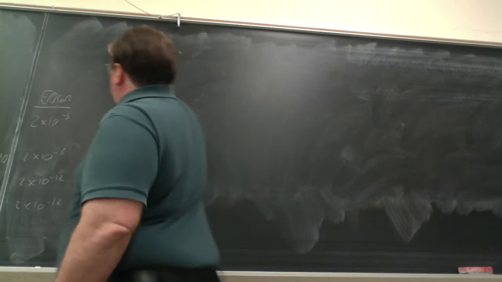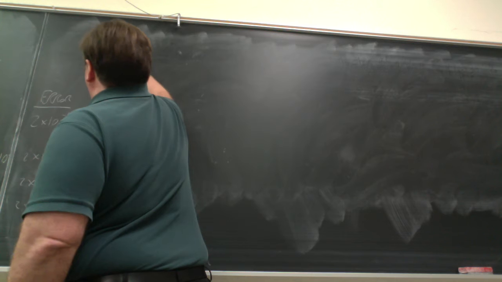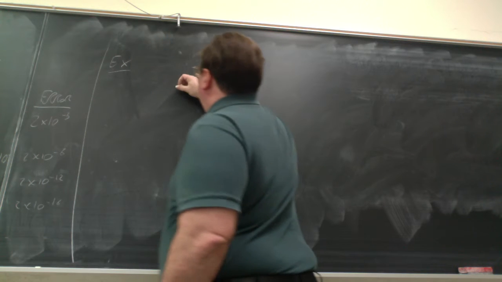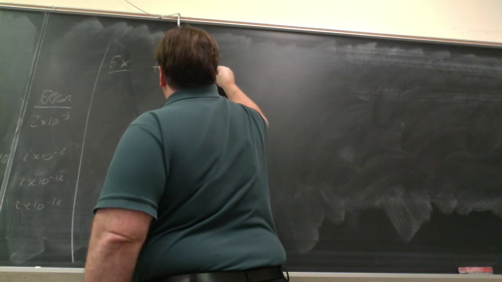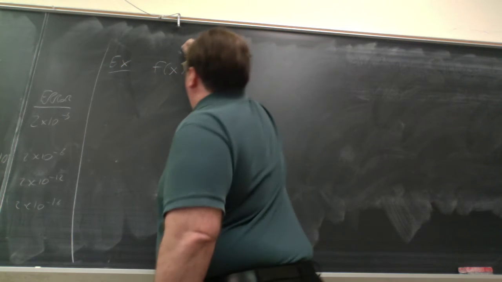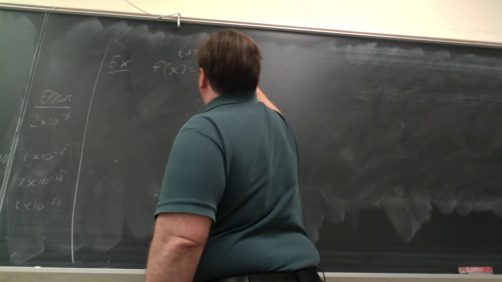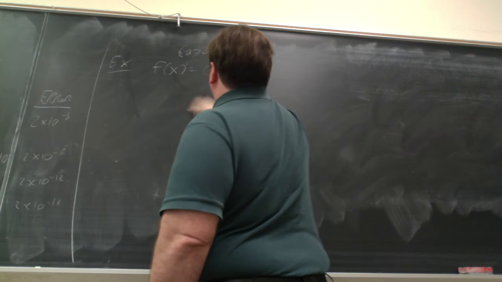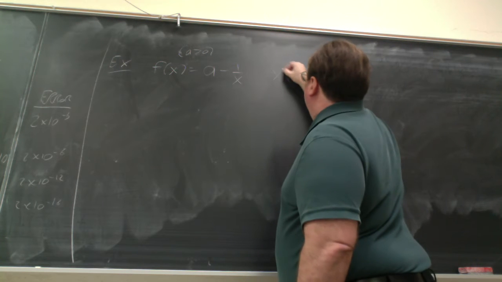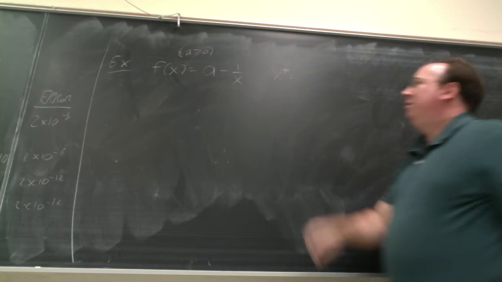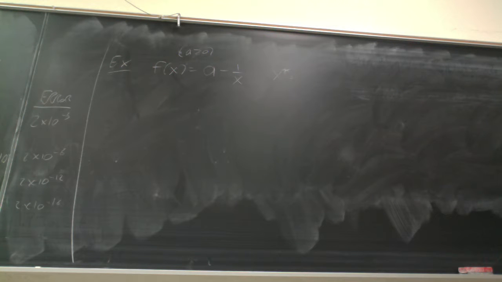But as this next example will show, it's not always. Okay. So what about this function? F of x is equal to some constant a, so some positive constant you've chosen, minus 1 over x. Now, if we set this equal to 0, what is the root?